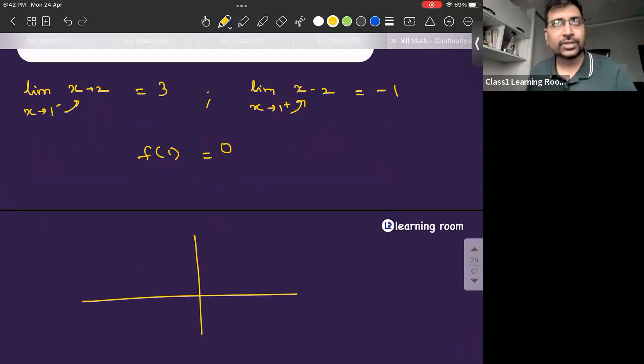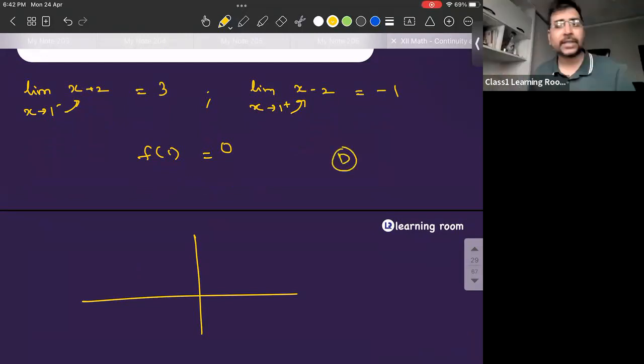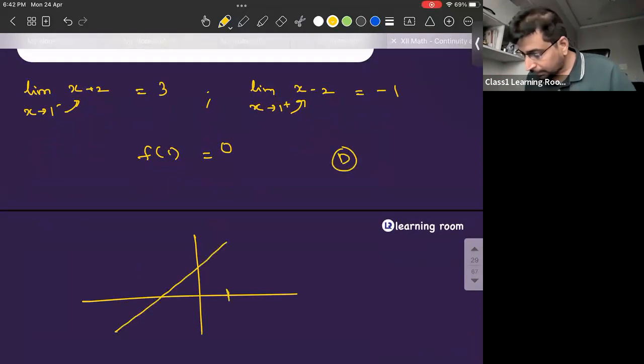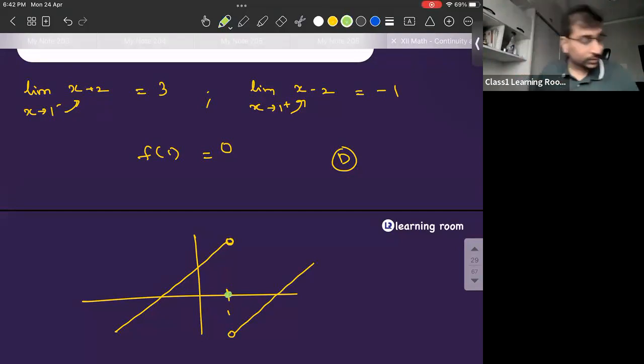So by now you would have understood what kind of function this is. Is it continuous or discontinuous? Discontinuous, obviously, because none of them are matching. So x plus 2 is a graph like this. My limit is 1. So x plus 2 has an open circle at 1. x minus 2 has an open circle at 1. And f of 1 is 0. This is how the graph will look.